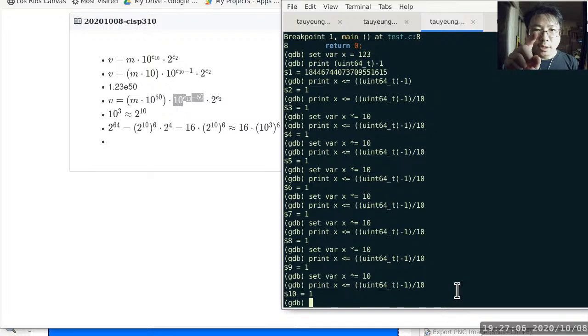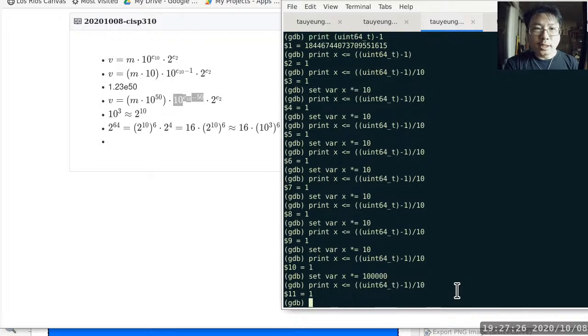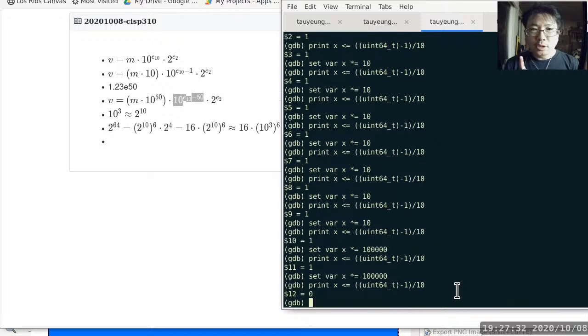So we have 1, 2, 3, 4, 5, 6. We got 7 times now. So we got 10 more times to go. I'll go ahead and speed up the process. In other words, I'm going to do it like this: 1, 2, 3, 4, 5. Check it again. And I think there's one more time we can do this. And check again. Aha! Perfect.